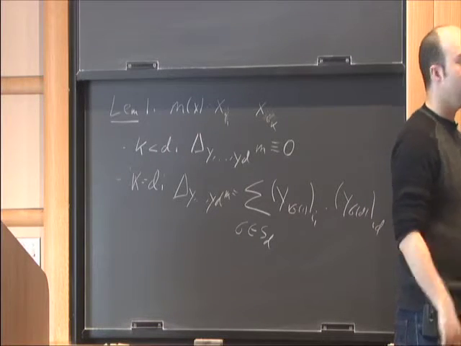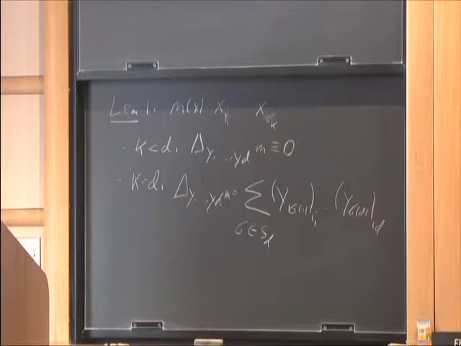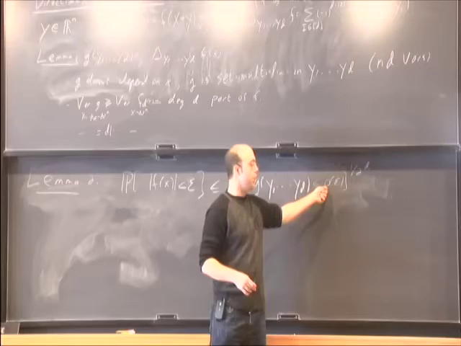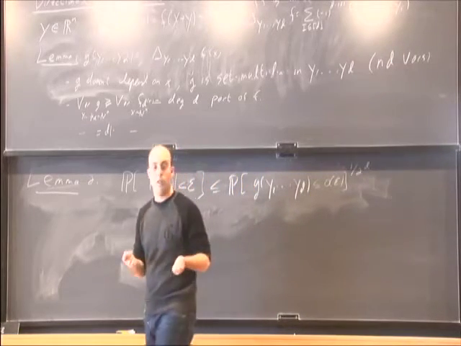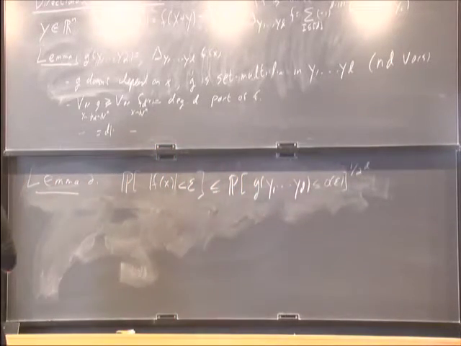I think the more interesting part is what's the polynomial in epsilon that you get, not what's the coefficient depending on d that you get here. I think if epsilon is very small. Okay, so that's the first lemma.